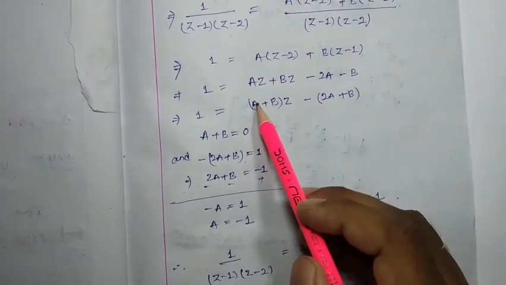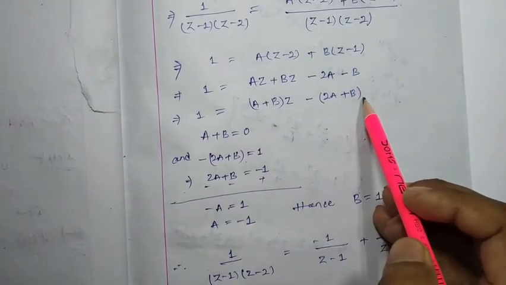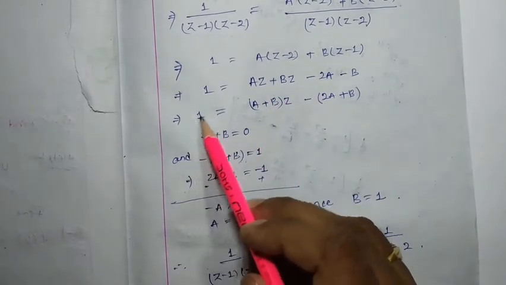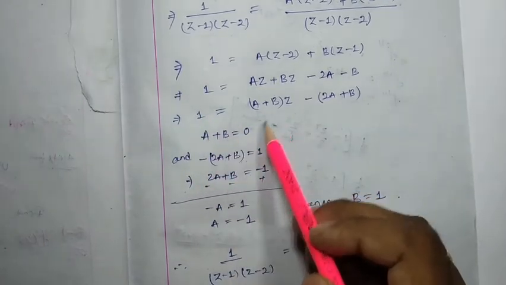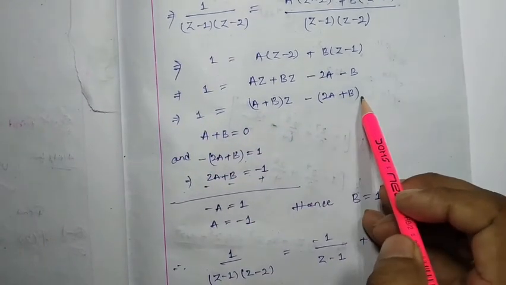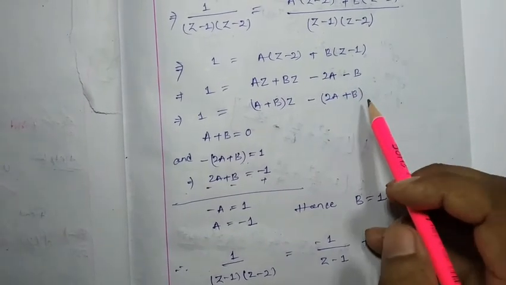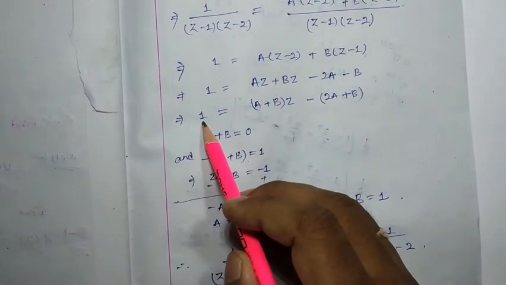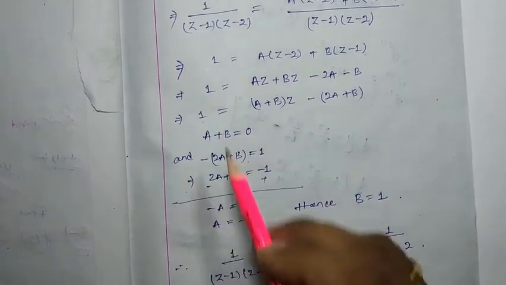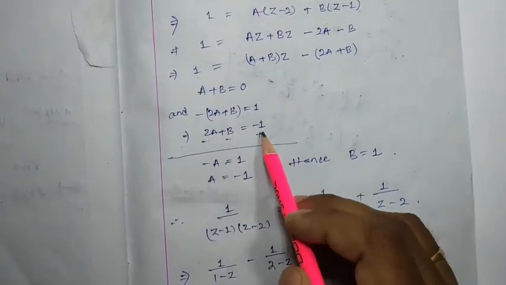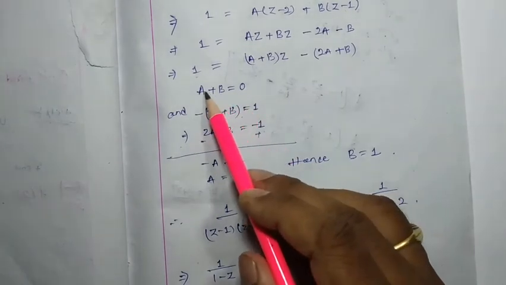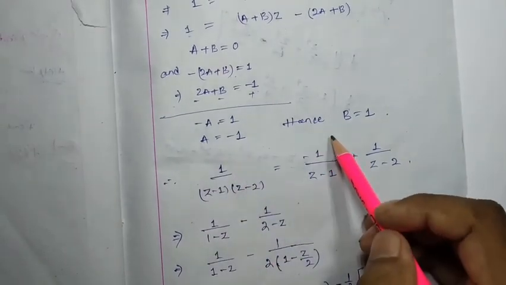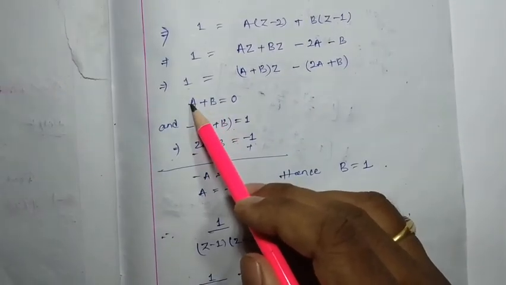So it can be written as (a plus b)z minus (2a plus b). Here the coefficient of z is a plus b, but there is no z term on the left, so a plus b will be equal to 0. Minus (2a plus b) is a number and will be equal to 1, that is minus 2a minus b equal to 1, or 2a plus b equal to minus 1. We add these two equations, and we find a equal to minus 1. Putting a equal to minus 1, b will be 1.